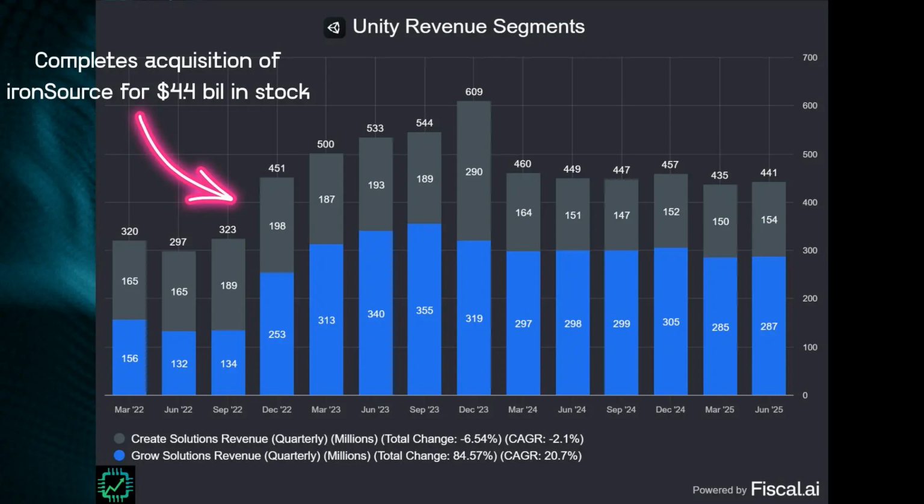We have some pretty cool tech in the works, and we think pairing it with your Unity Create software would be pretty amazing. Blue is the growth solutions after they acquire ironSource. Things looked okay on the surface for a little bit, and then you can see it's been flatlining ever since the bear market as they try to fix that.